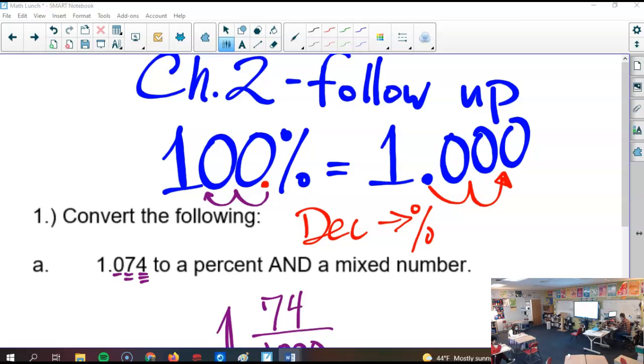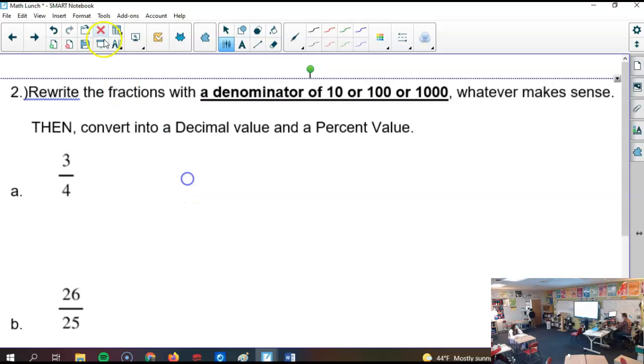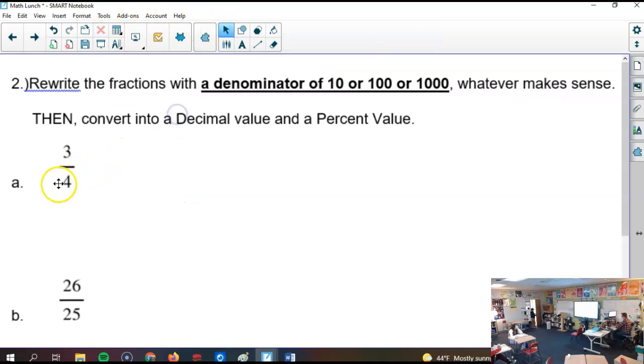Because we want to become a decimal number, and decimals are all working in a base 10 system. Right? Deci means 10, or broken up by tens. So when we look at the denominator of A, is it easy for 4 to become 10? Not really. Is it easier for 4 to become 100?